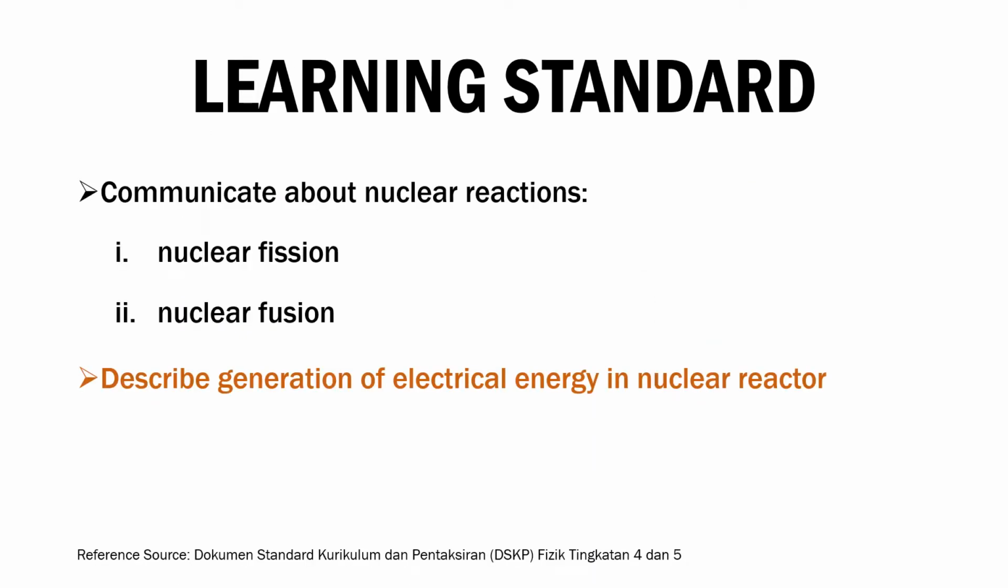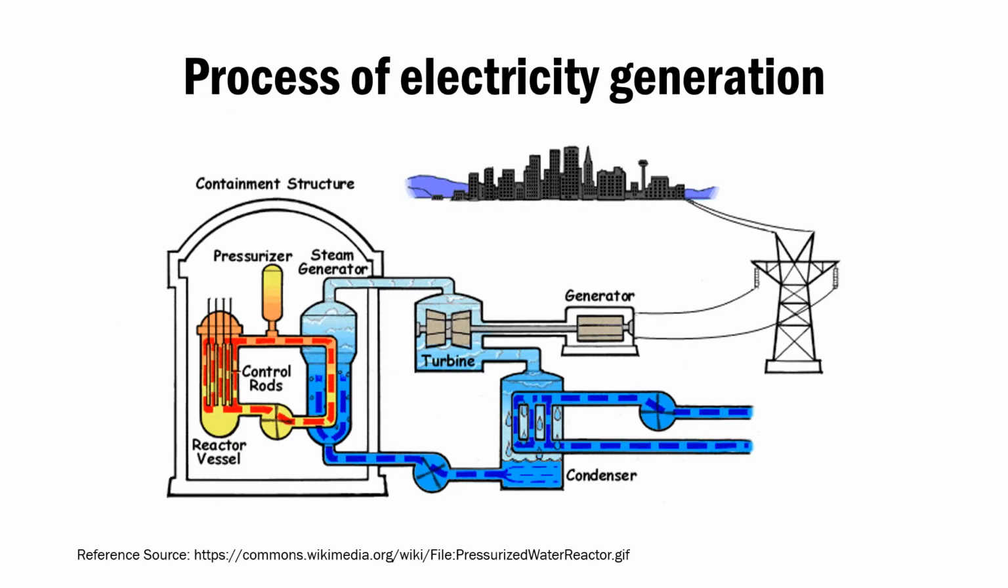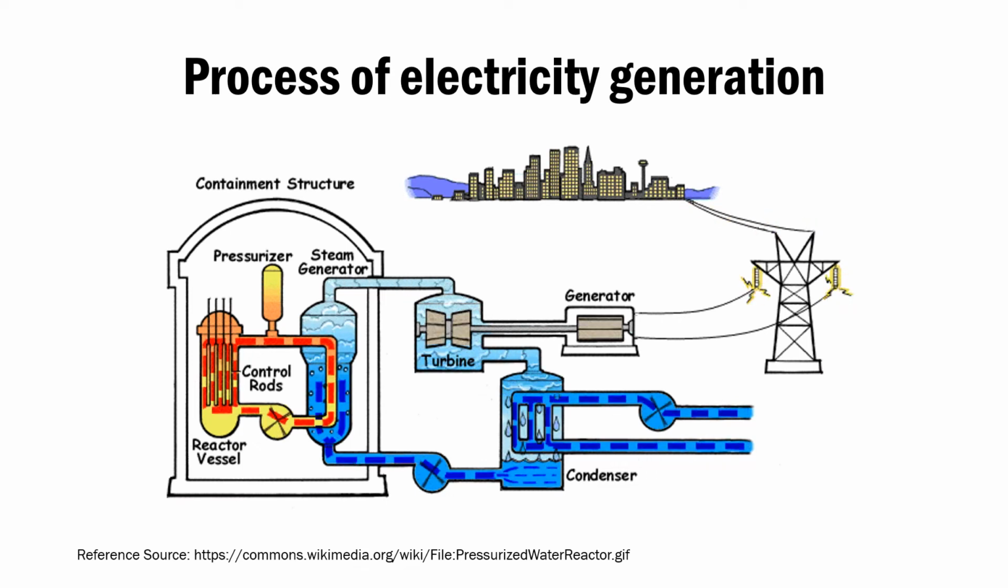Next, we will proceed with the second learning standard: describe generation of electrical energy in nuclear reactor. This is the illustration I have shown to you at the beginning. Nuclear reaction takes place in the nuclear reactor, where the nuclear reactor is the key point in generating electricity. We will discuss the whole process by parts.